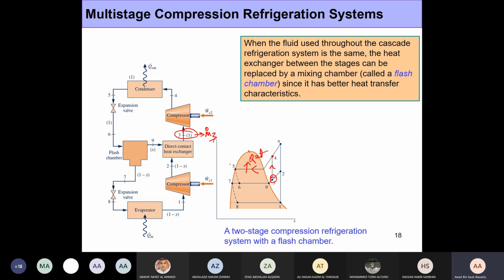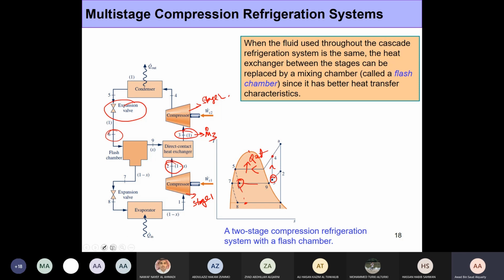5 to 6 is the expansion within the expansion valve. We expand it such that it reaches an intermediate pressure. The pressure after the expansion, the pressure of state 6, has to be equal to the pressure of state 2, which is the exit of the first compressor. Let me call this the stage 1 compressor and this the stage 2 compressor. So why do we stop here? Why do we not go continuously all the way down to the bottom pressure, the evaporator pressure? Well, we do that because we want to mix the two fluids.